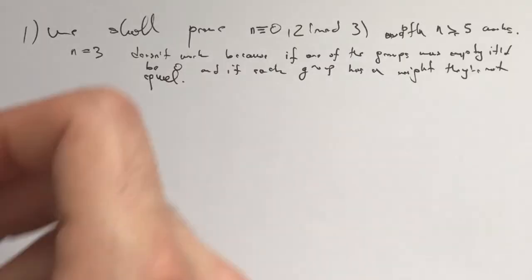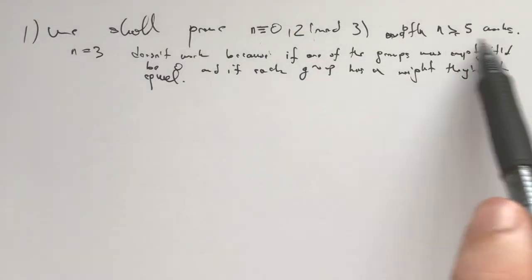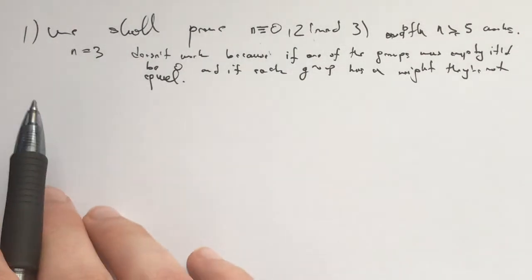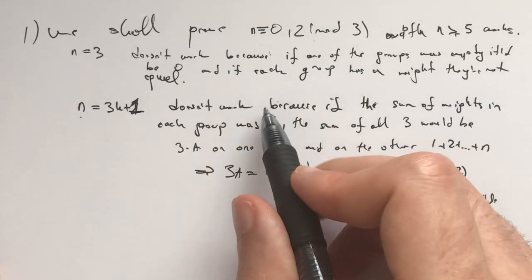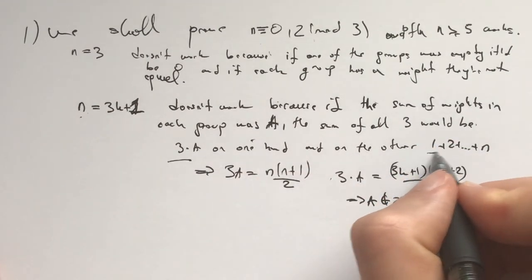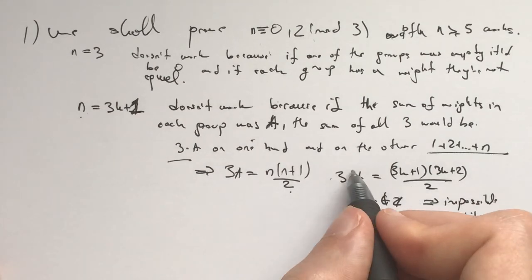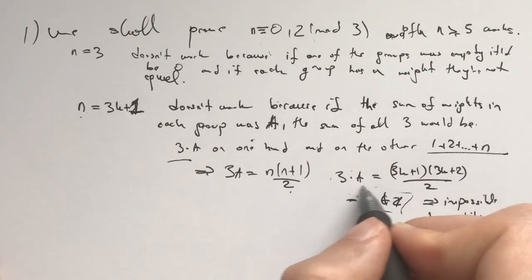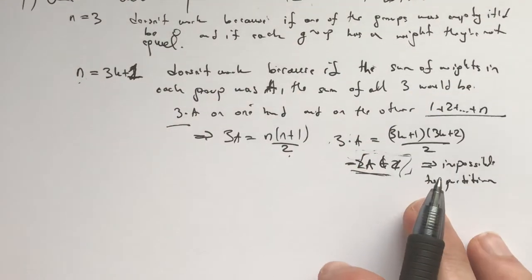Here's our write-up. So we say this, that we shall prove that n congruent to 0 or 2 modulo 3 with n greater than or equal to 5 works. We deal with n equals 3 separately, and then we say that n equals 3k plus 1 doesn't work because if the sum of each group was a, the sum of all 3 would be 3 times a on one hand, and on the other 1 plus 2 plus all the way till n, which would imply this. And because n is of the form 3k plus 1, this would imply a is not an integer, which is impossible, which means this is impossible to partition.